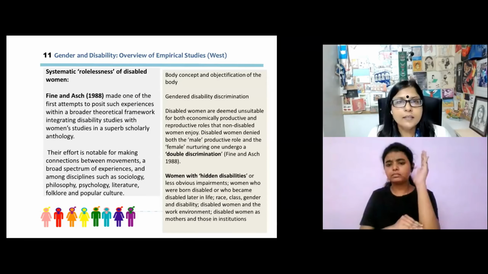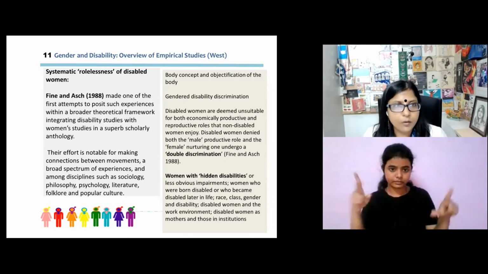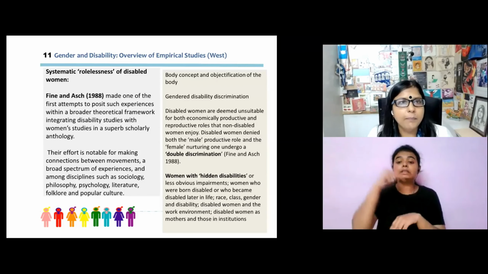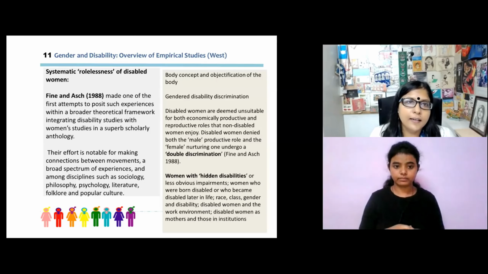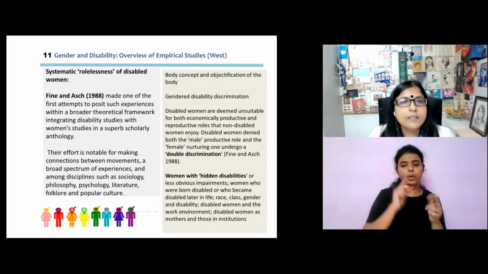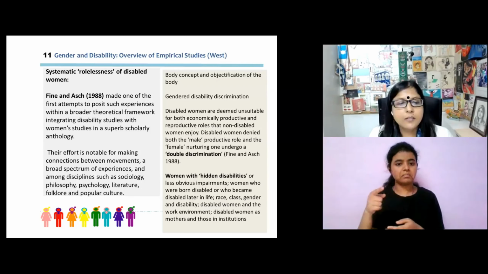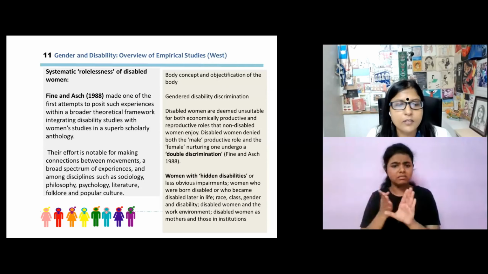So if we look at empirical studies in the West, these are on the slide, you see some of the broad themes, and I shall speak about them very quickly, beginning with the earliest kind of themes and issues that came up. One being what Fine and Ash in 1988 called the systematic rolelessness of women. So they made connections between movements, experiences, and among various disciplines like sociology, philosophy, folklore, popular culture, and so on.